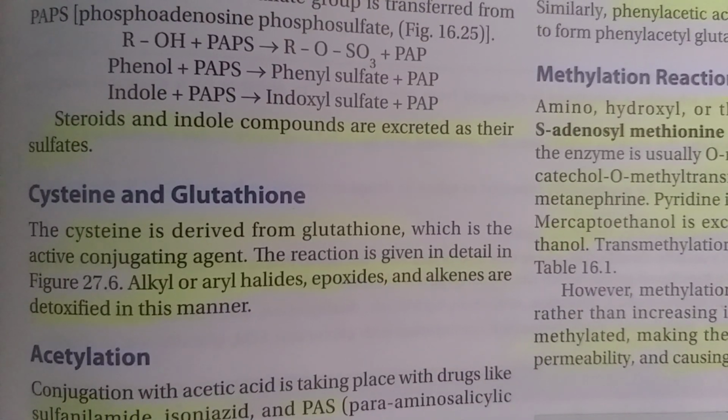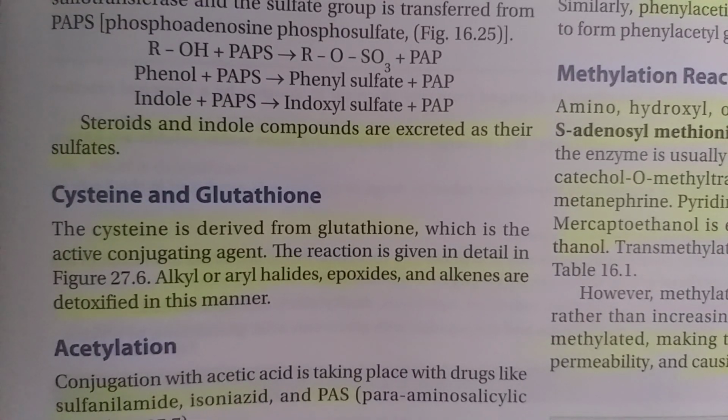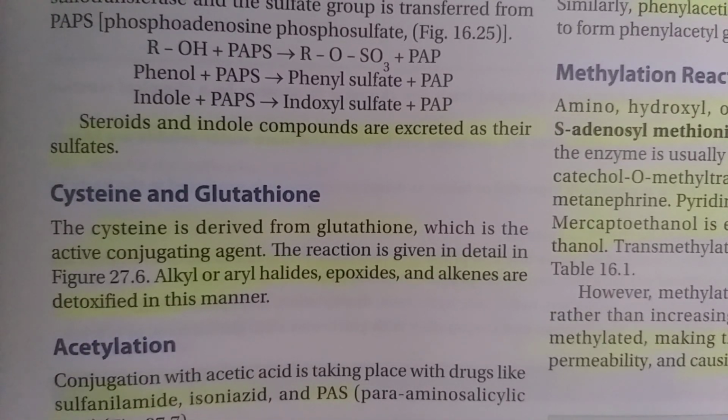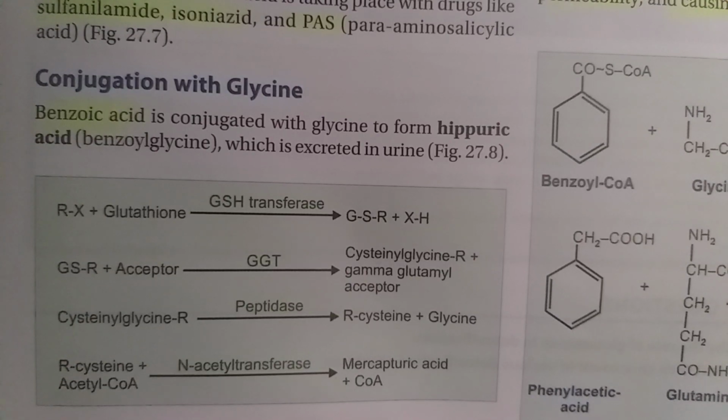Now next is cysteine and glutathione. The cysteine is derived from glutathione, which is the active conjugating agent. So alkyl or aryl halides, epoxides and alkenes are detoxified in this manner. Here you can see the reactions where the glutathione is oxidized and used as the detoxifying agent.